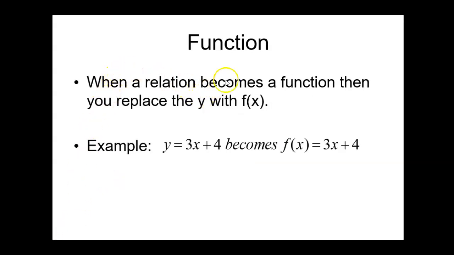When a relation becomes a function, so a relation might be y equals 3x plus 4, when we're using function notation on that, we're going to replace y with f of x. And f of x is the name of the function. So this would be over here, f of x equals 3x plus 4. F is just the name of the function. And this in the parentheses right here is an x. That just means x is the input of my function.